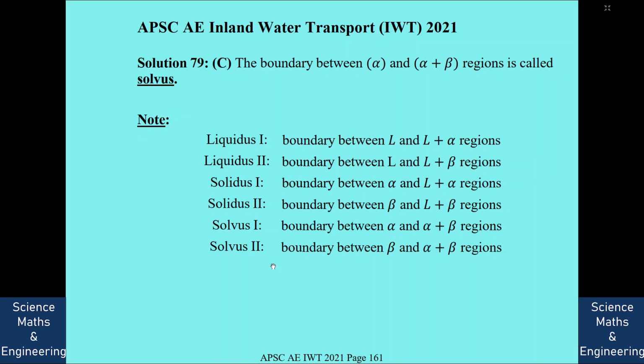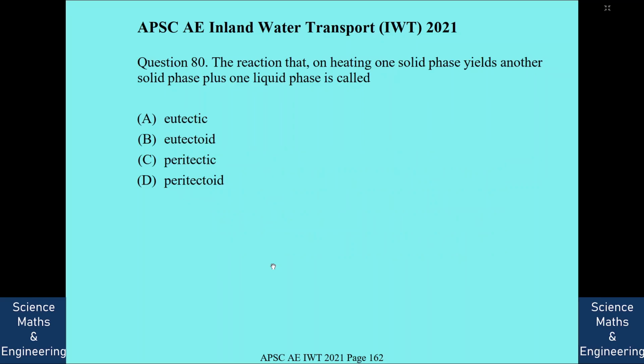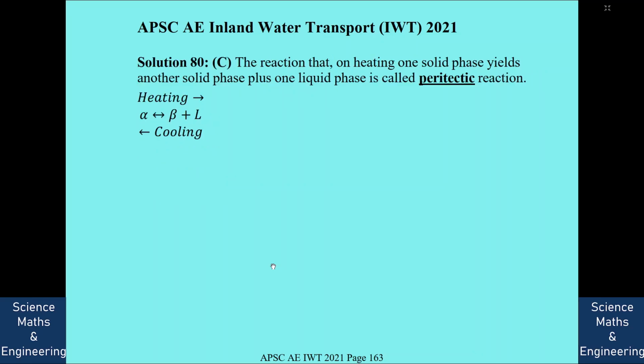Okay. So next, the reaction that on heating one solid phase yields another solid phase plus one liquid phase is called. So it is called what? It is called peritectic reaction. So see, when we heat, we have a solid alpha going to a solid beta plus a liquid, and when cooling, a liquid plus a solid, that is L plus beta, gives us another solid, that is alpha.